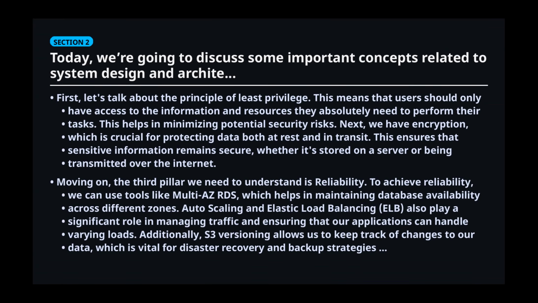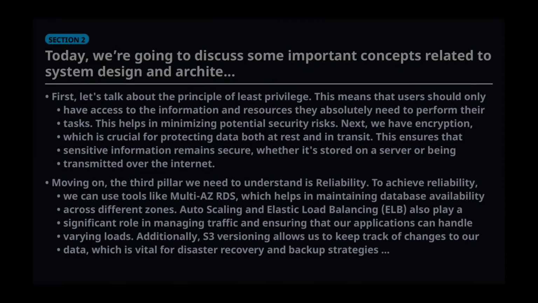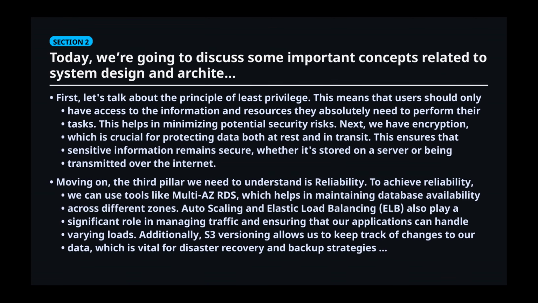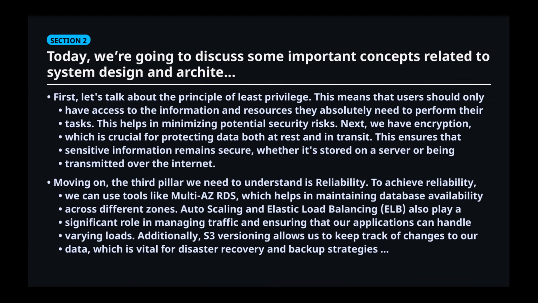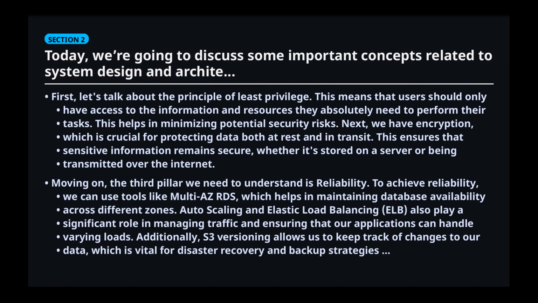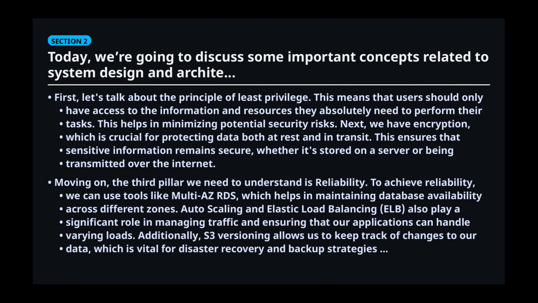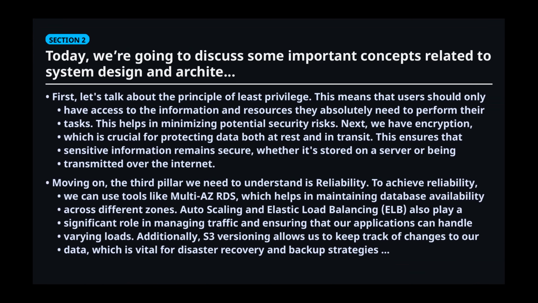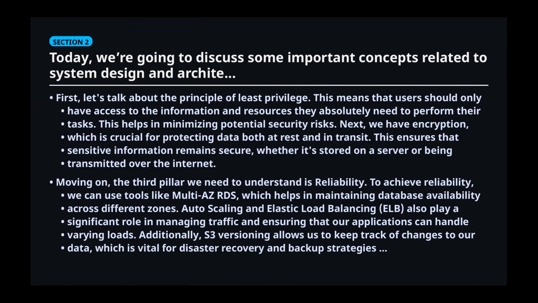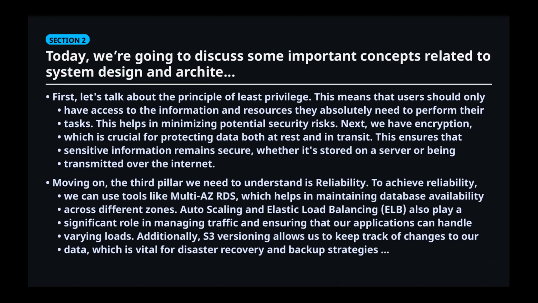First, let's talk about the principle of least privilege. This means that users should only have access to the information and resources they absolutely need to perform their tasks. This helps in minimizing potential security risks. Next, we have encryption, which is crucial for protecting data both at rest and in transit. This ensures that sensitive information remains secure, whether it's stored on a server or being transmitted over the internet.